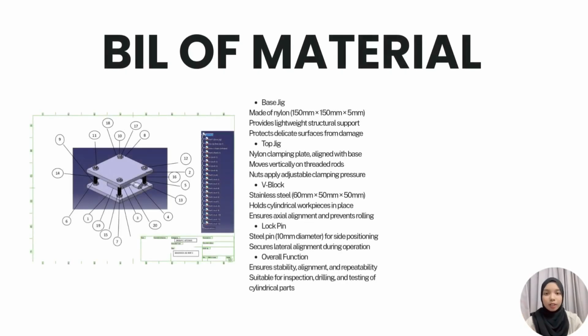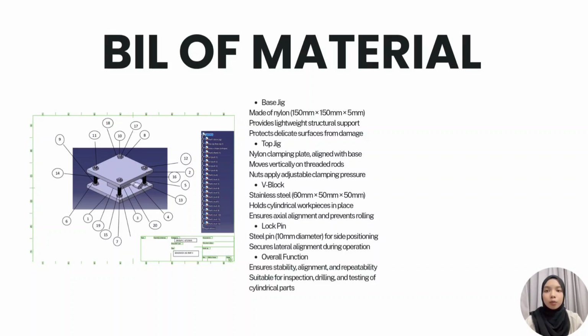Hi, my name is Noratirah, and next let me explain the bill of material for our jig design. First we have the base jig and the top jig, both made of nylon, size 150 by 150 by 5 mm. This part provides lightweight support and protects the workpiece.